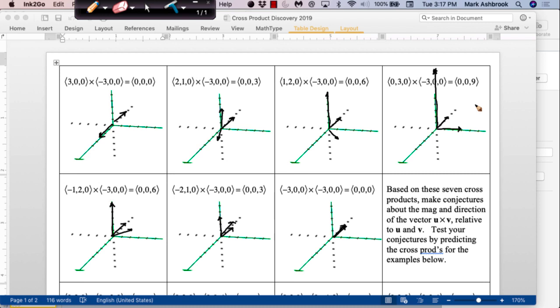So basically, all of them are cross negative 3, 0, 0. And then the first vector starts at 3, 0, 0 and then winds its way around which quadrants? You see, this is the only vector that changes, right? And so as you progress through these 7, it winds around like this. What quadrants are those? 1 and 2, right?